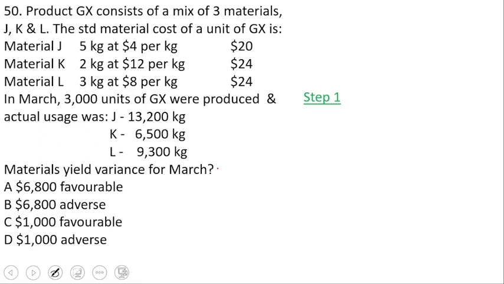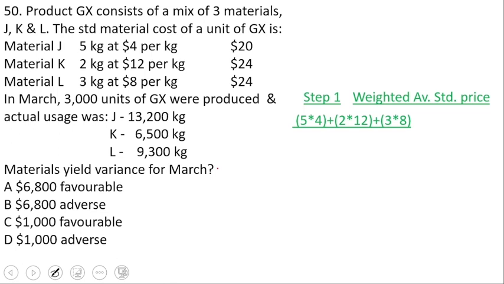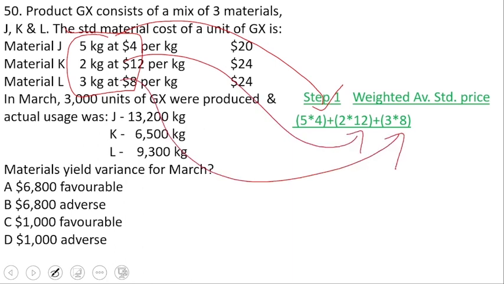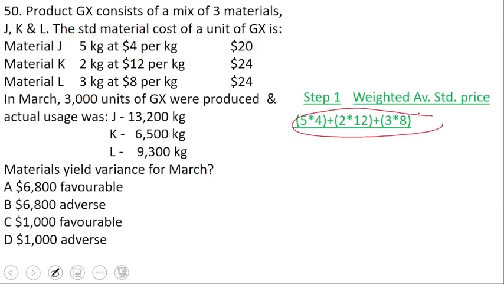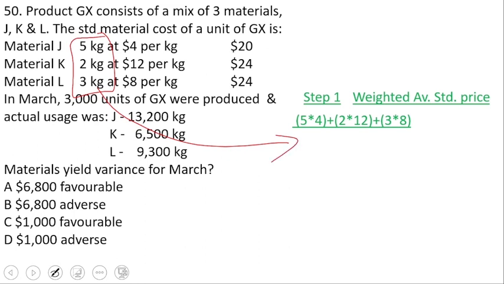So we will go to step 1, the calculation of weighted average standard price of the raw materials. So here we have got the standard quantity and the price, which means that in the numerator it's 5 into 4 for the first raw material, it's 2 into 12 for the second raw material, and 3 into 8 for the third raw material. So in the numerator, we have got the cost for 10 kg of raw material. So what is the cost of 1 kg? In the denominator, we have got the total of the kg, that's 5 plus 2 plus 3 or 10 kg. So the weighted average standard price is 68 divided by 10 or $6.8 per kg.